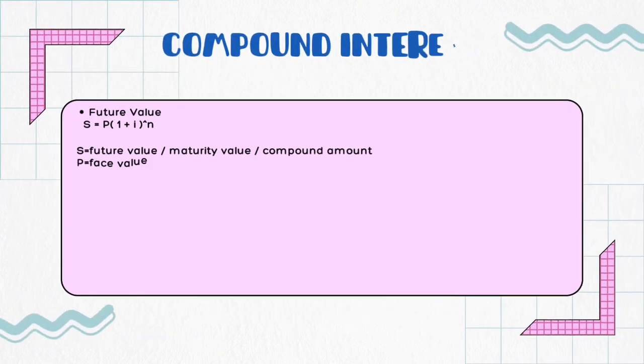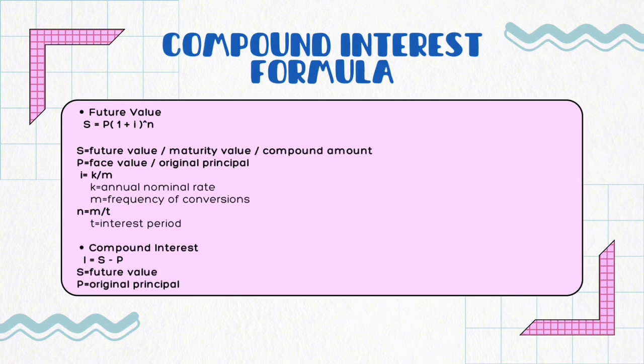Next, the important terms used in compound interest. We are going to use the future value formula and the compound interest formula. For the future value formula, we have S equals P(1 + i)^n, where S is the future value, P is the principal amount or the original amount that has been invested, and i is the interest rate, which is k over m. k is the annual nominal rate.